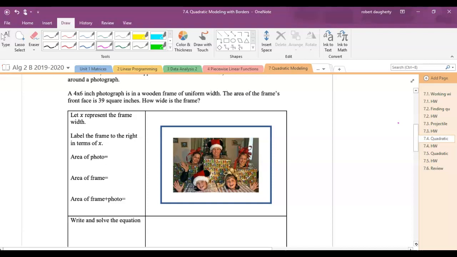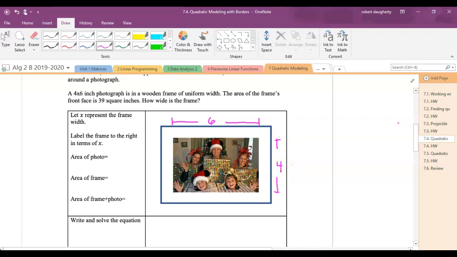So in all of these border problems, X is going to be the width of the border. What that means is, if X is the width of this frame, I already know certain things. What are the dimensions of this photo? This photo is a 4x6 photo. So from here to here is what? That's 6. And then from here to here is what? That's 4. So I know that already.